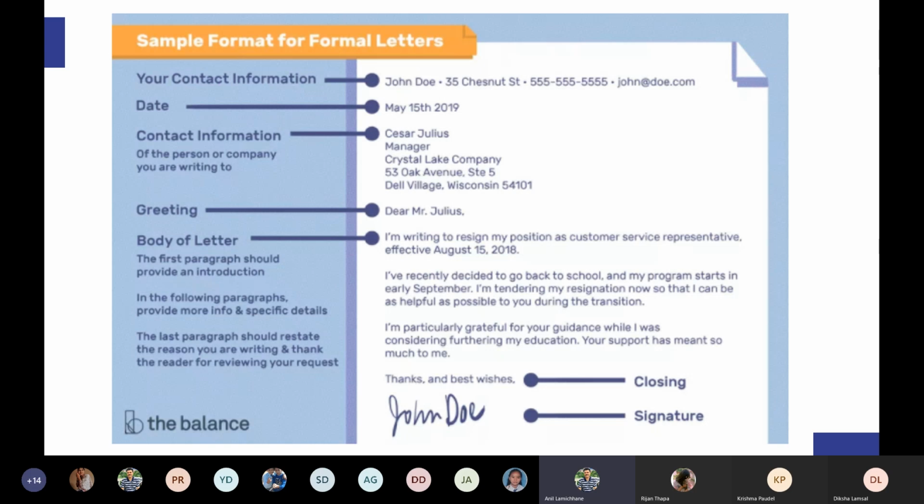Here instead of name, there is a signature. So name and signature both can be there, or only the signature if it is already defined. So this is one of the formats of the formal letters.